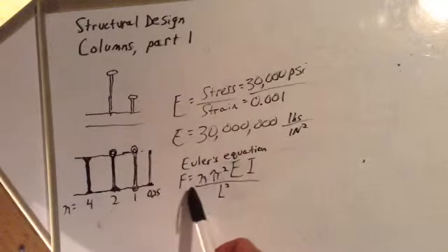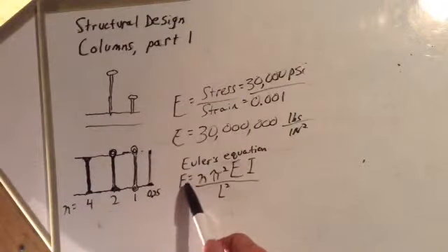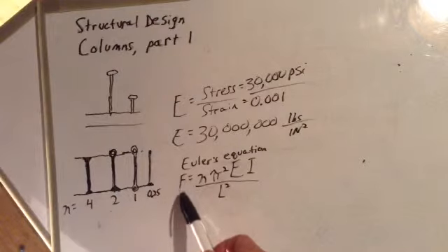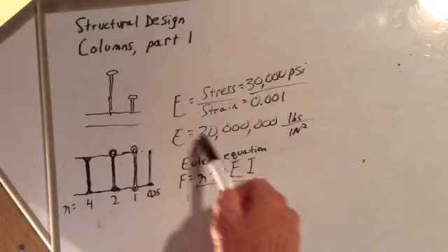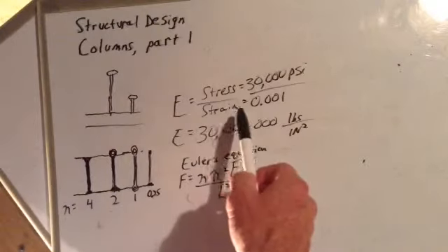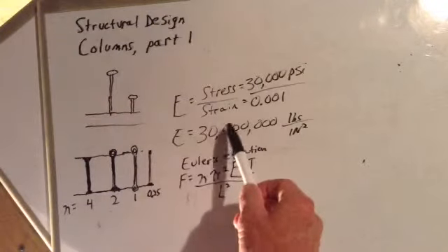Anyway, this is Euler's equation. The force, the critical force that a column will bear is equal to N times pi squared times E, which was our modulus of elasticity, Young's modulus.